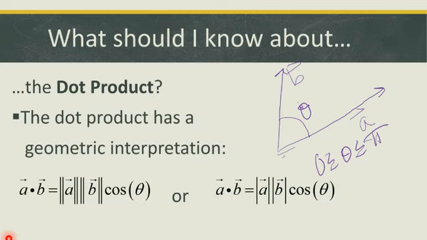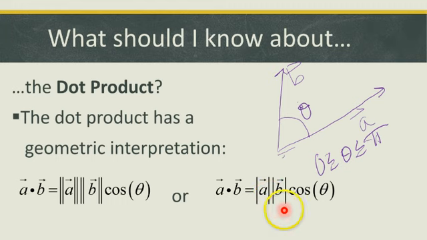The next thing we need to know about the dot product is it does have a geometric interpretation, or a way to understand the relationship here. So the dot product can be thought of as vector A dot product with vector B is equal to the magnitude of vector A times the magnitude of vector B times the cosine of the angle between the two vectors.